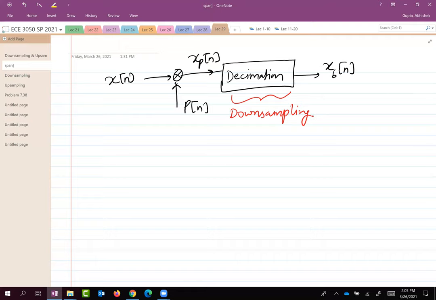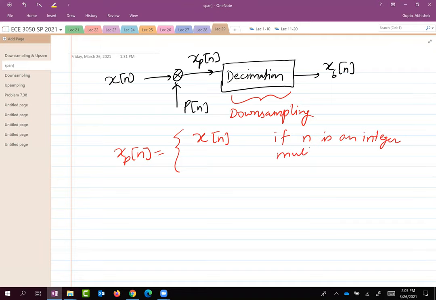So what is this process of decimation? So I have xp[n] equal to x[n] if n is an integer multiple of capital N, and it's zero otherwise.